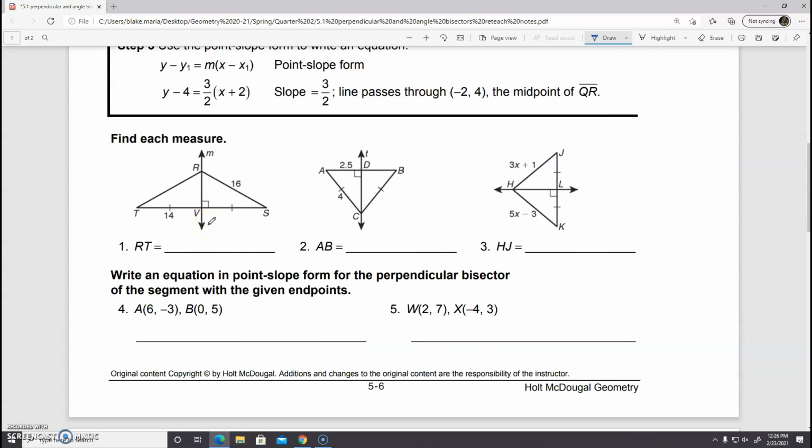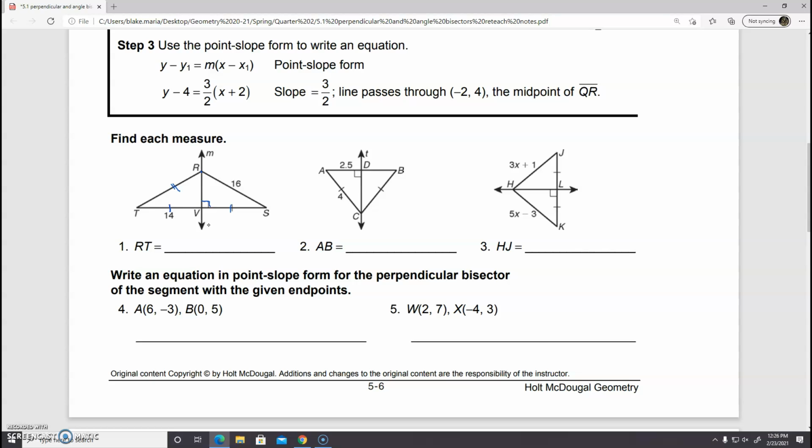So we're down here. We notice that this is perpendicular and a bisector because of those tick marks. So we know that any point on this perpendicular bisector should be equal distance from R to T as it is from R to S. So if RS is 16, then RT is 16.